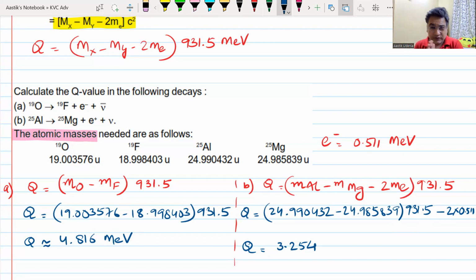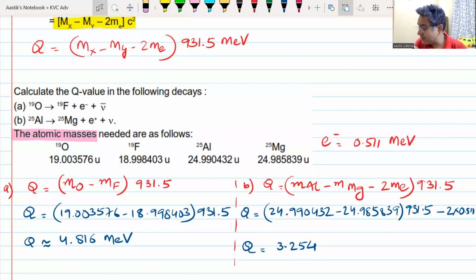The mass of the electron was not given. I just wrote it. It was given as the energy equivalent to 1 u. The mass of one electron was 0.511 mega electron volt. This was beta minus capture and beta plus capture, beta minus emission and beta plus emission. I'll give you a minute to note this down.